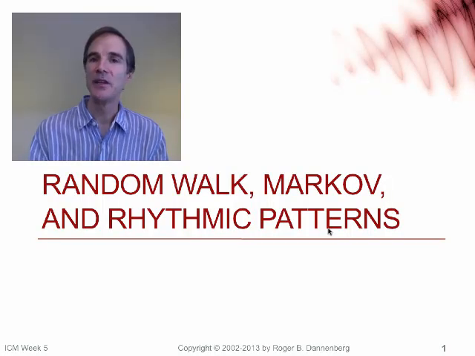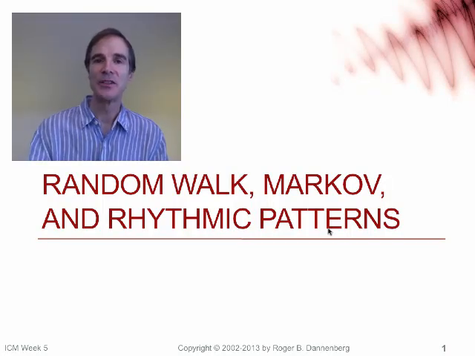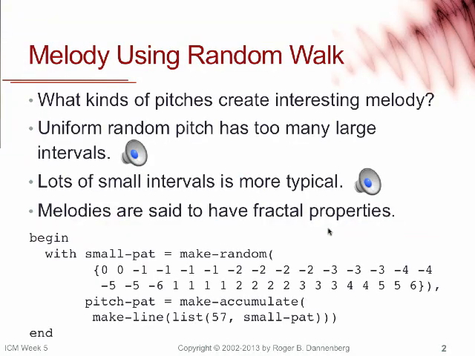We're going to continue with some more algorithmic composition techniques. The first of these is random walk, sometimes called drunken walk. The question is, what kinds of pitches create interesting melody? If we just use uniform random distributions where all pitches are equally likely over some range, we tend to have very large intervals. Let's listen to that.